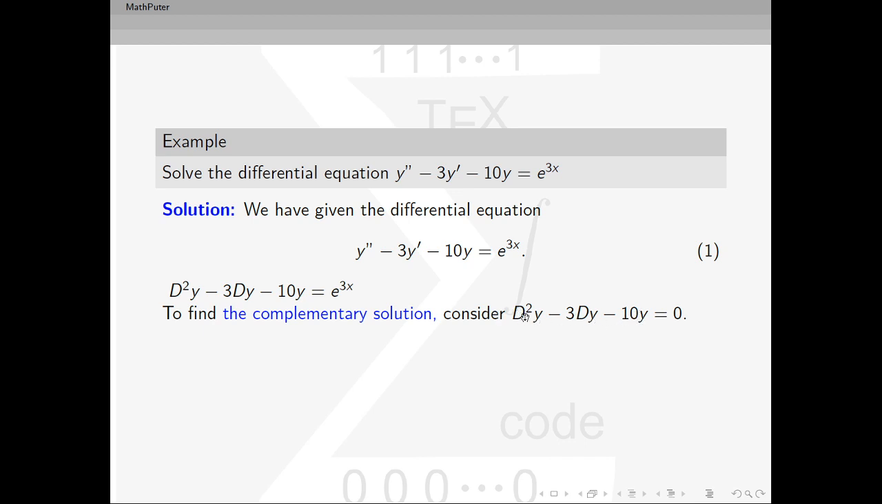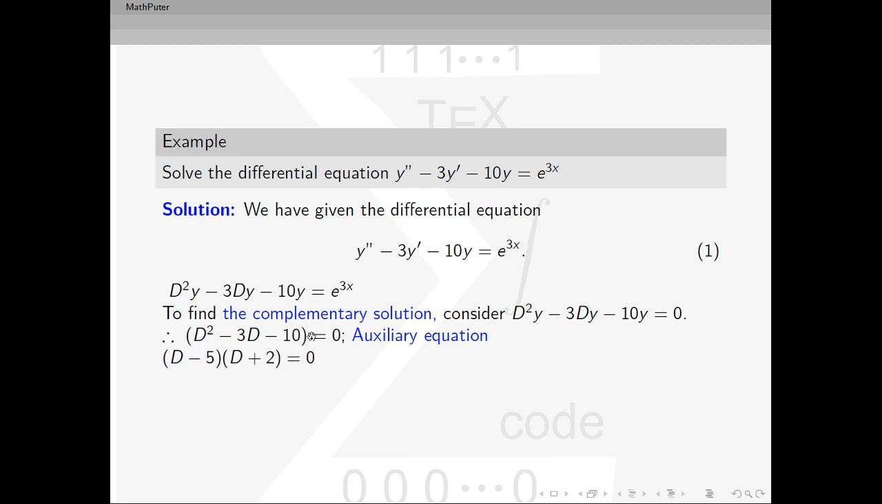We take y common. So we have (d square minus 3d minus 10) into y equal to 0. And you know very well that we are interested in the non-zero solution. So we must have d square minus 3d minus 10 equal to 0. We factorize this. Yes, this is known as the auxiliary equation.